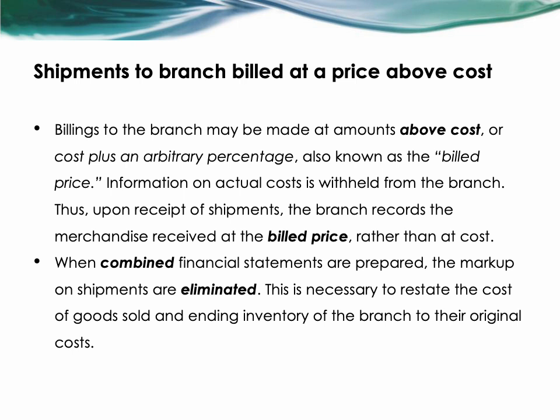However, when preparing the combined financial statements, all amounts must be reported at their actual cost. Therefore, we must eliminate the markup on the shipments. This restatement is necessary to bring the cost of goods sold and the ending inventory of the branch back to their original cost. So this markup is typically tracked in a separate home office account like allowance for overvaluation. And this account is eliminated against the relevant inventory and cost of goods sold accounts during the combining process.